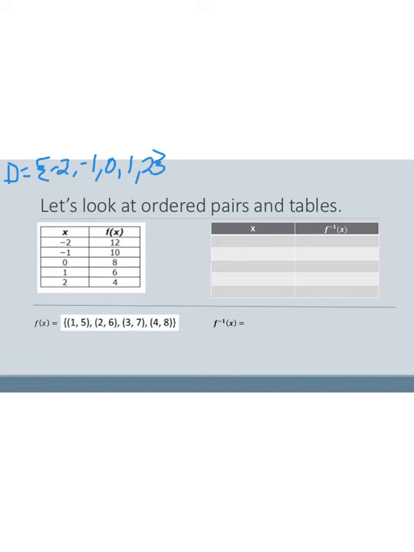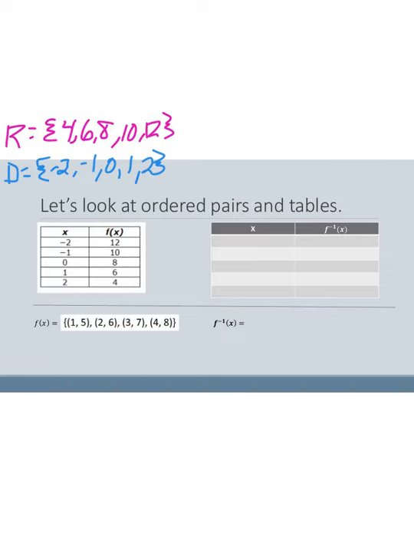So that's our domain. And then our range are all of our y values, and so you have to use those braces as well. And I'm going to order those from small to large without repeating values. So we've got 4, 6, 8, 10, and 12.